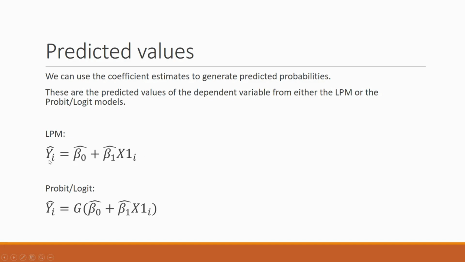and generate the predicted probability from the linear probability model. Okay, the predicted probability from the linear probability model is just the linear combination of our estimated beta 0 plus our estimated beta 1 times the independent variable. Okay, for a probit model, the predicted probability, we take our coefficient estimates, beta 0 hat, beta 1 hat. So we take the linear combination, plug that into the g function, and that will give us our predicted probability.